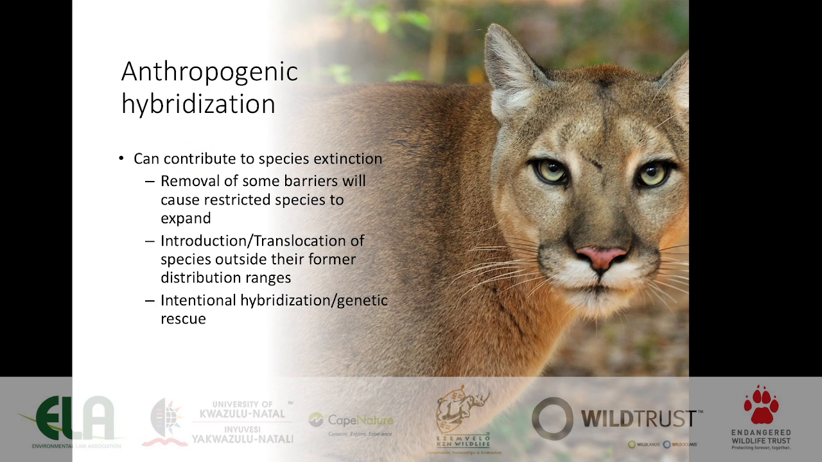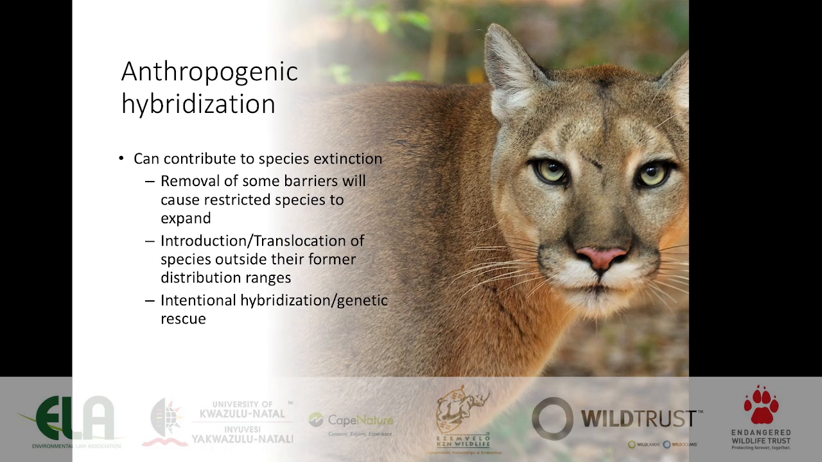Anthropogenic or human-induced hybridization can contribute to species extinction and may occur if there is a change in the abundance and distribution of the species. For instance, the removal of some barriers will cause restricted species to expand, and the introduction and translocation of species outside their former distribution ranges can lead to hybridization. Anthropogenic hybridization can also be intentional and be used as a tool by conservation agencies.